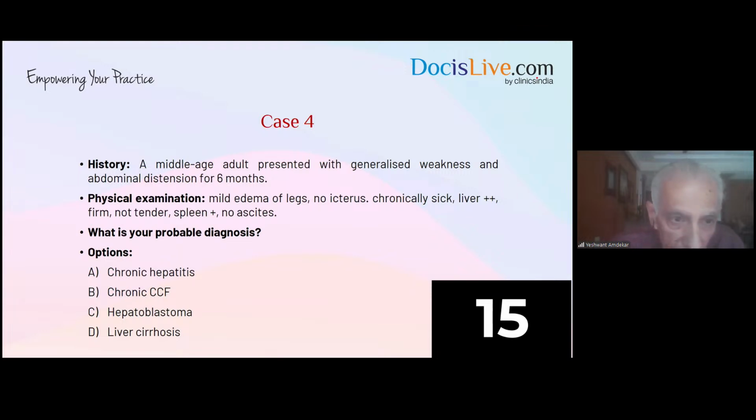He has got a large liver, which is firm. It's not tender. The spleen is also enlarged, but there is no ascites. Make a note, chronic disease with mild edema of the legs, but no icterus, and a hepatosplenomegaly without ascites. Your choices are chronic hepatitis, chronic CCF, hepatoblastoma, or a liver cirrhosis. Your time starts now.